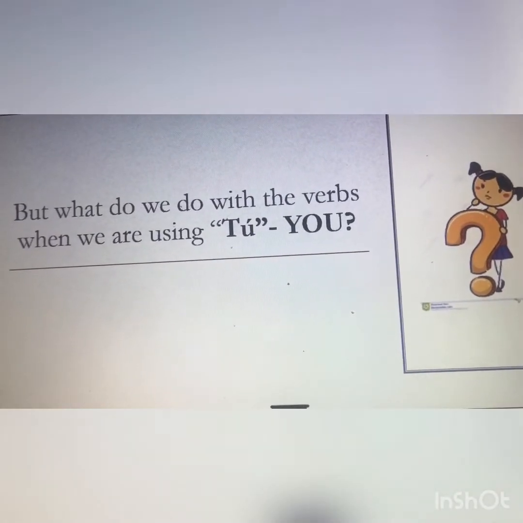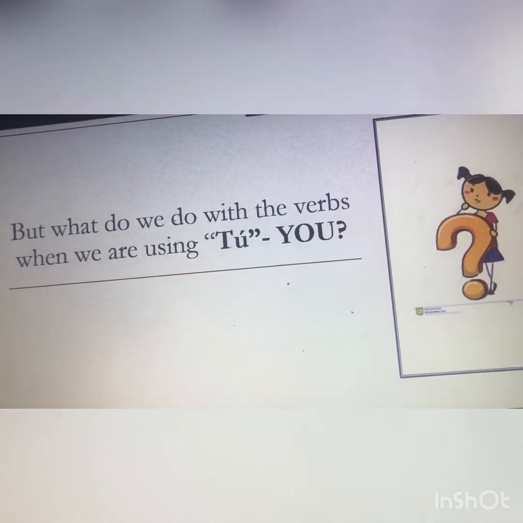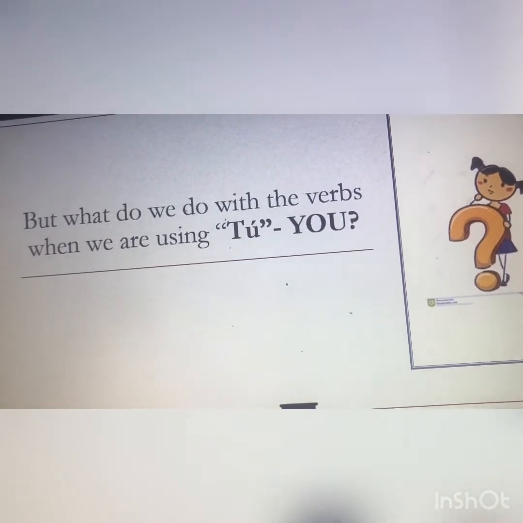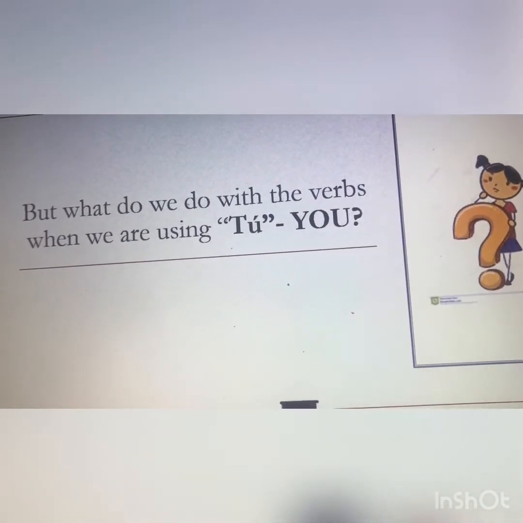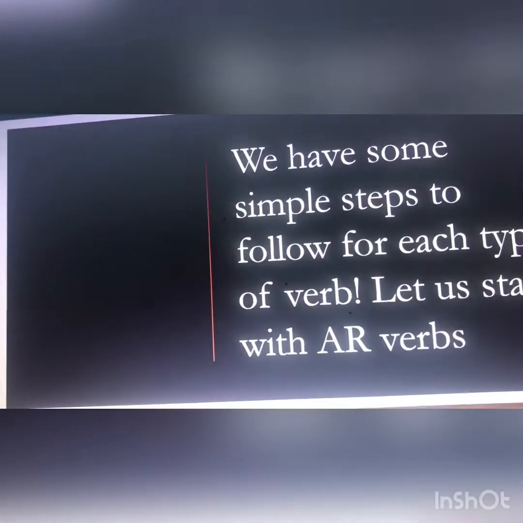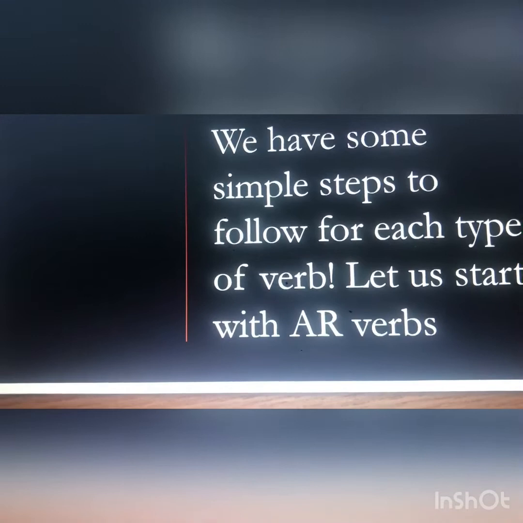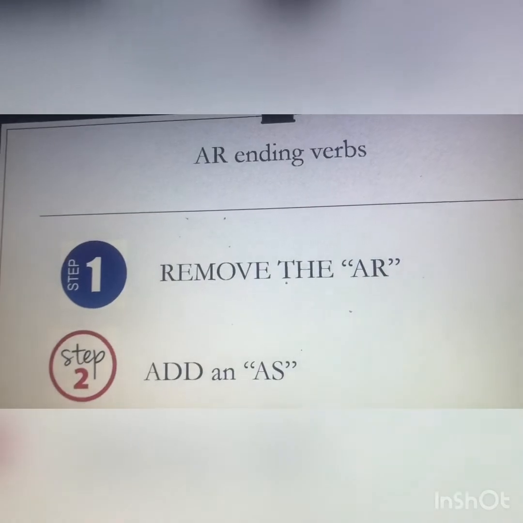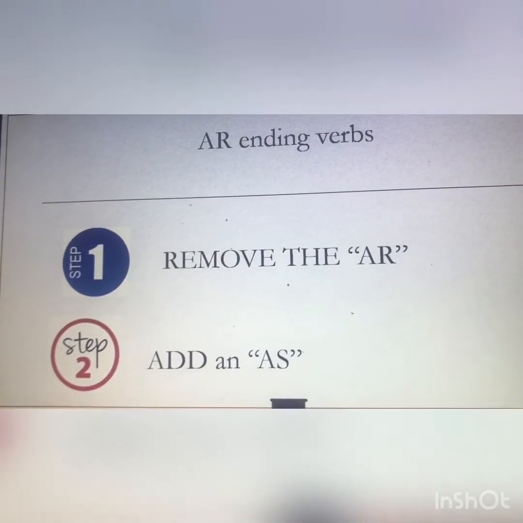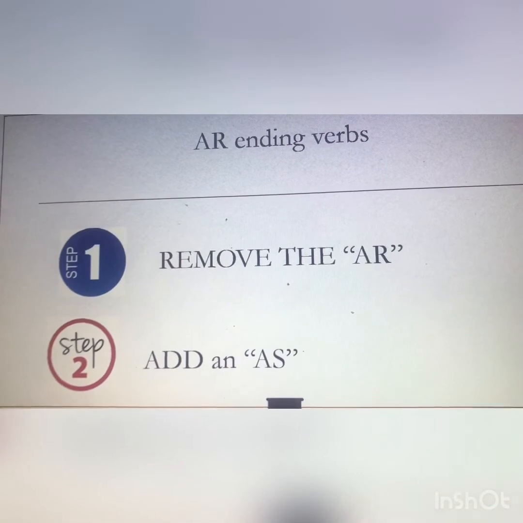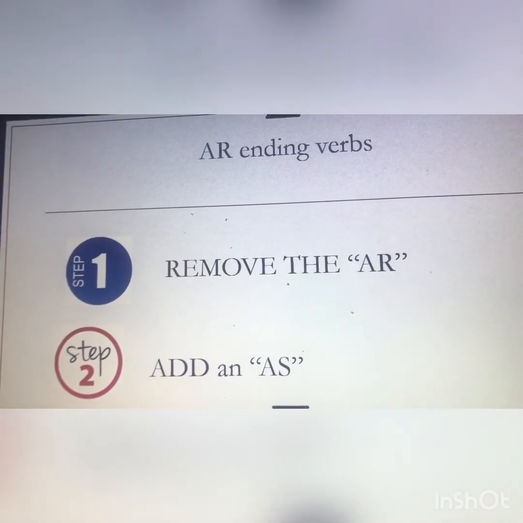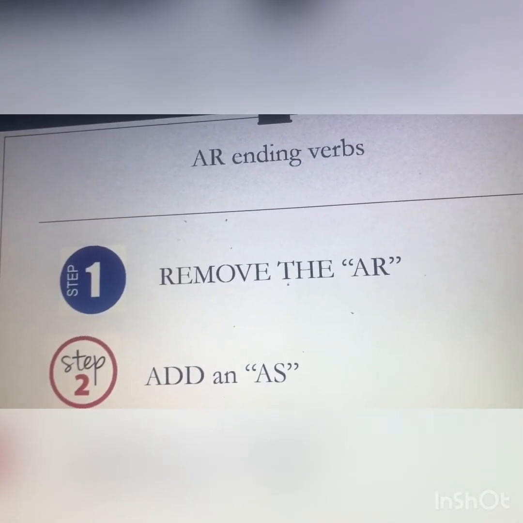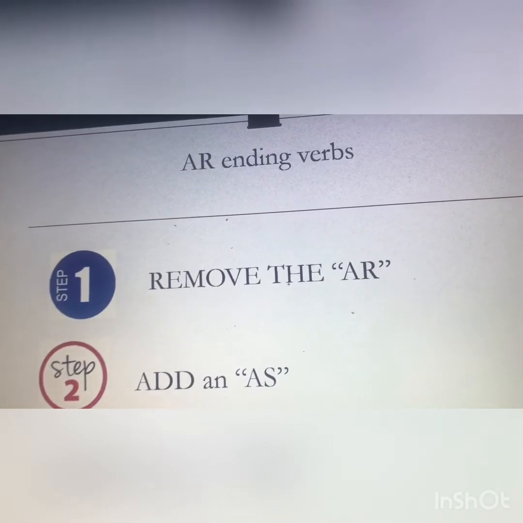But what do we do with the verbs that go on the line? Do we just put them on the line like that? No, something has to be done. When we're using tú, which as I mentioned earlier means you, we have to do something to the verb. We have some simple steps to follow for each type of verb, so we're going to begin with the AR verbs. Remember, AR verbs are those that end with an AR. So step 1, you're going to take off the AR. Step 2, you're going to add an AS. So take off the AR and then you're going to put an AS.